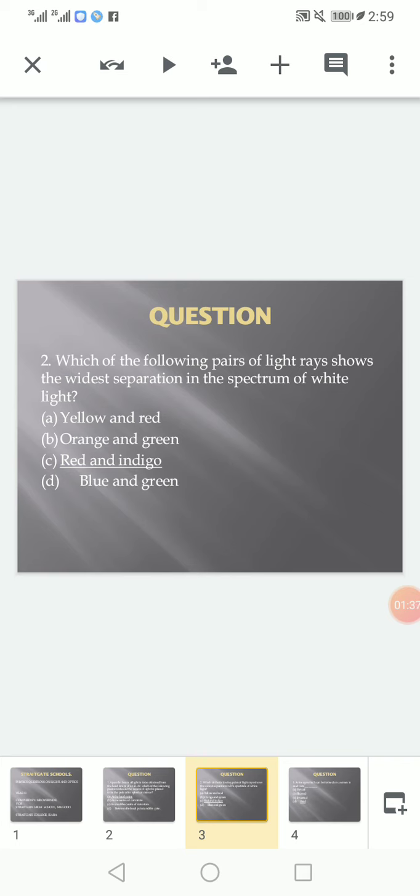This question says, which of the following pairs of light rays show the widest separation in the spectrum of white light? The one that shows the widest separation is red and indigo. We'll discuss this in our next class, which is called dispersion of light.